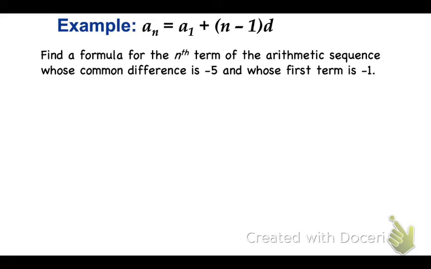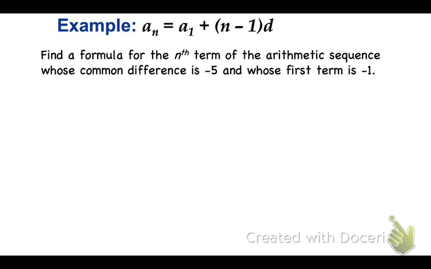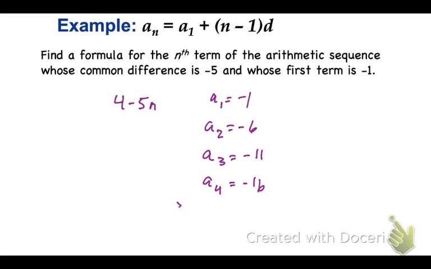We're going to do that find-the-rest-of-the-terms thing. What was it we had? You had 4 minus 5n. So a sub 1, if I plug in 1, would be negative 1. a sub 2 would be negative 6. a sub 3 would be negative 11. a sub 4 would be negative 16. a sub 5 would be negative 21. Is that right? Okay.